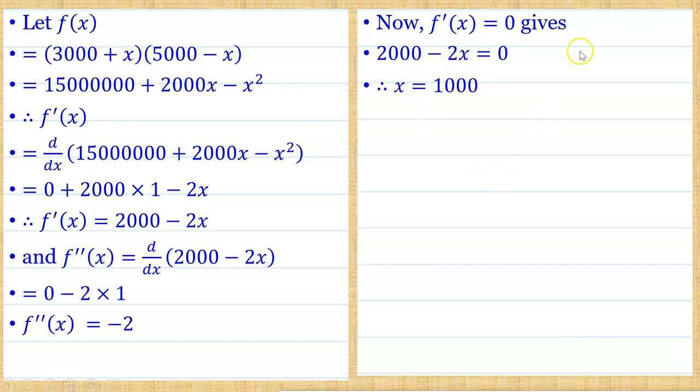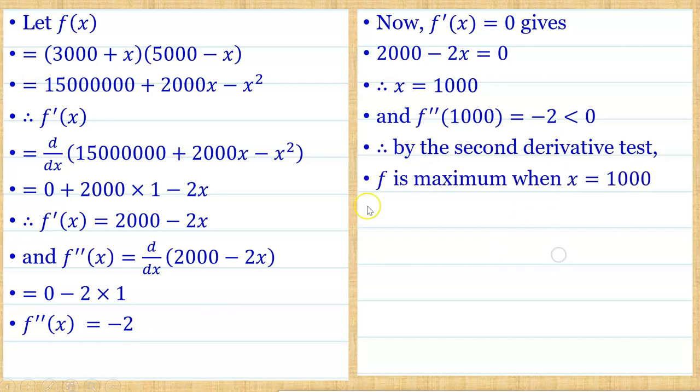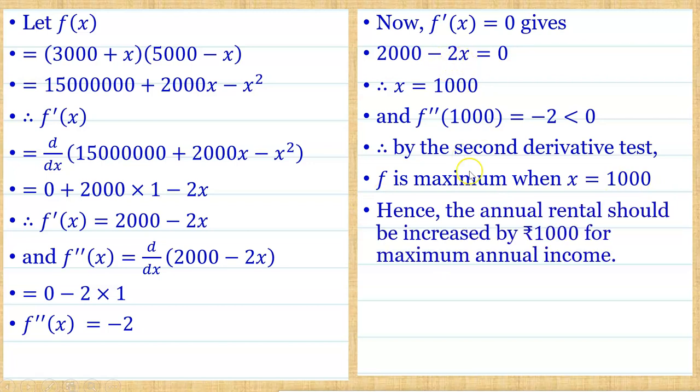I simplify, take minus 2x to the right hand side, therefore x is equal to 2000 upon 2, x is equal to 1000. What is f double dash of x at 1000? Clearly it is just a number, there is no variable here, it's negative. And therefore by the second derivative test, f is a maximum when x is equal to 1000, and we get only one value of x here. Hence the annual rental should be increased by rupees 1000 for the maximum annual income.